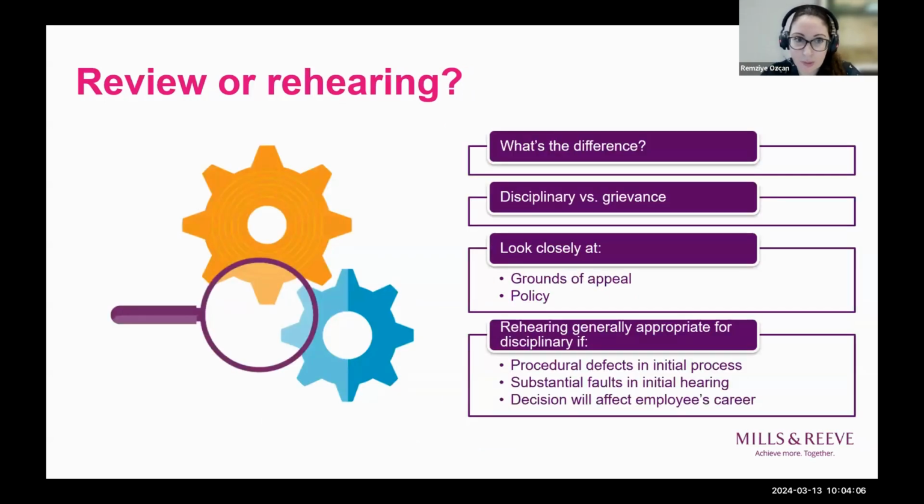So the first topic we're looking at is whether the appeal itself should be a review or a rehearing. Now, it's often a question that comes up both in the grievance context and in the disciplinary context.